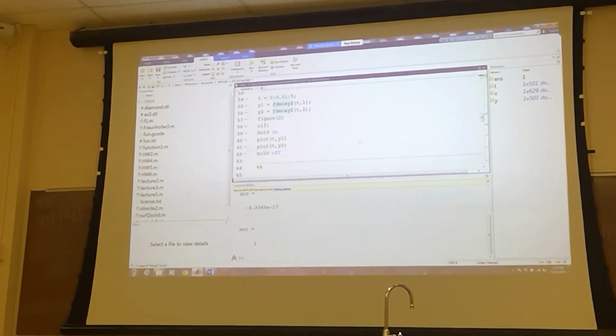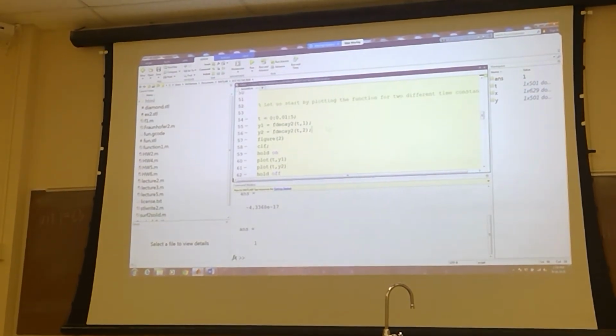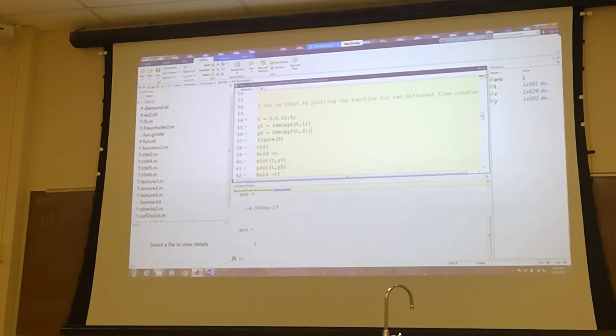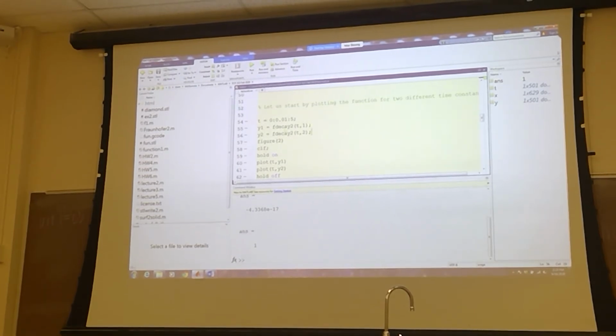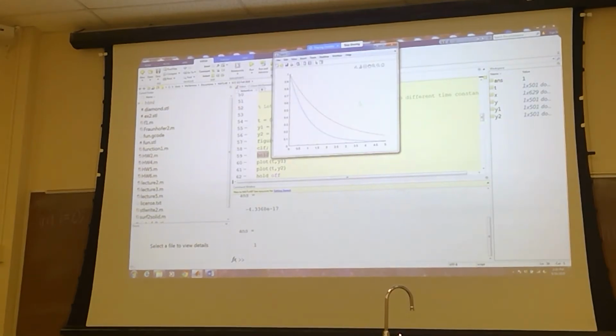So let's do 2 plots. One with a time constant of 1, and the other plot with a time constant of 2. I've superimposed them, right? So I plot one of them, plot the other one, making sure I do a hold on, so it's held on, and I don't erase it when I do the second plot. I run this, and we get this wonderful plot.